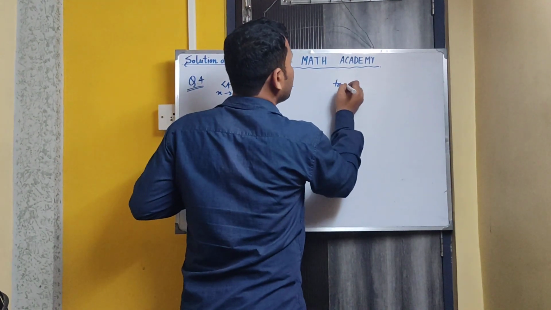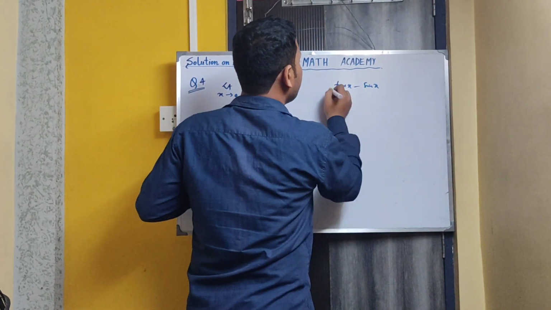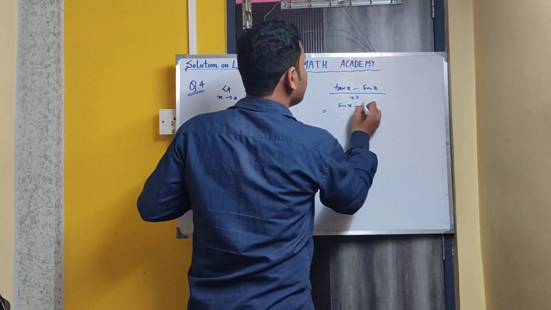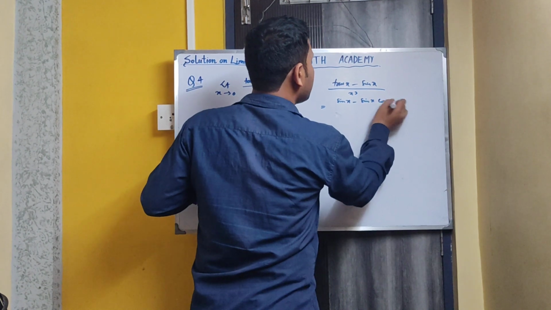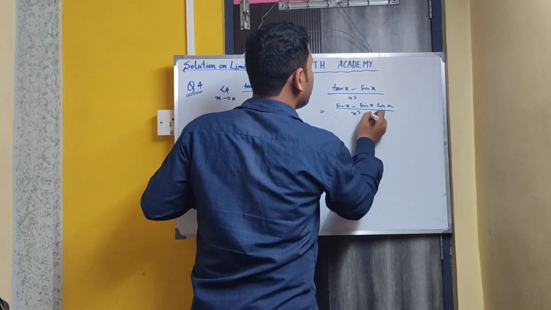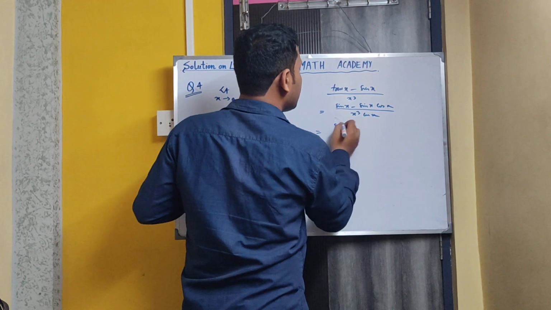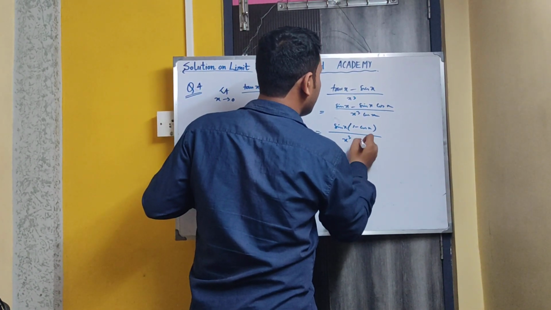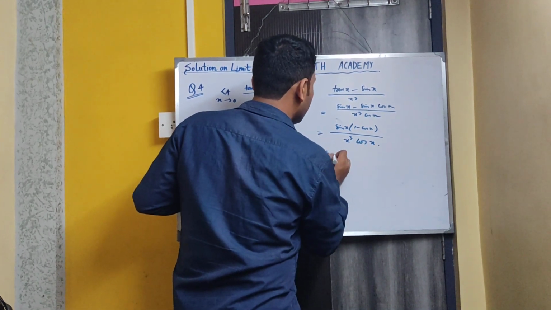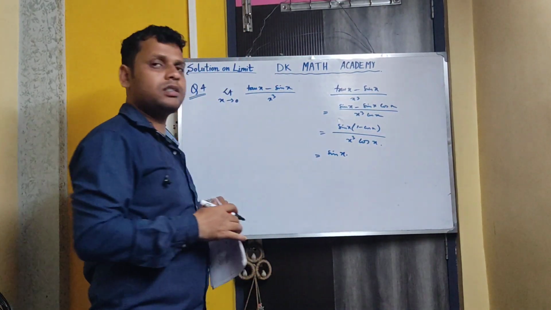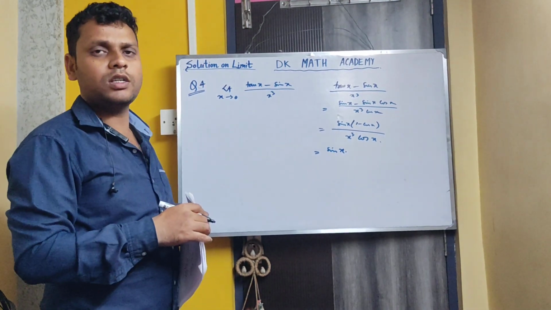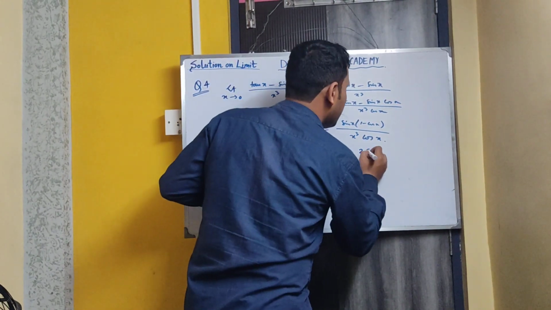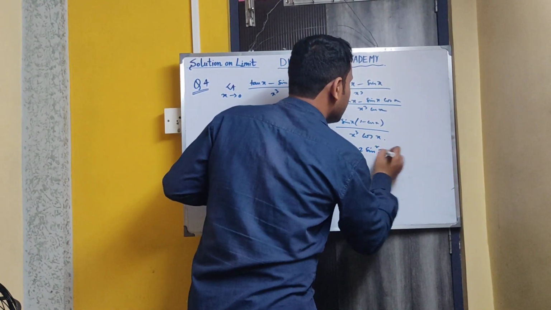Actually, tan x minus sin x divided by x cube is sin x minus sin x cos x by x cube cos x. That means sin x into 1 minus cos x, over x cube cos x. This is sin x into, we know that 1 minus cos 2 theta equals 2 sin square theta. So 1 minus cos x is 2 sin square x by 2.